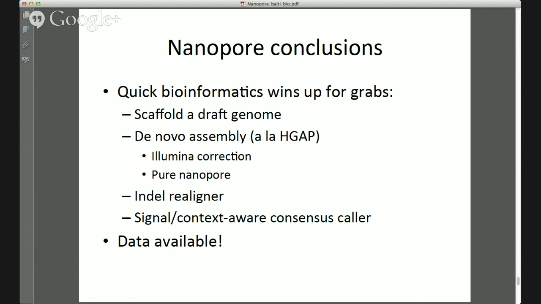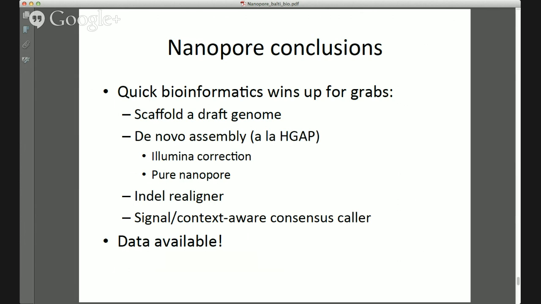Okay, so in conclusion, nearly the end, I think there are some quick bioinformatics wins up for grabs, and this was a slide I presented in Oxford, and I suggested that it would be quite straightforward to scaffold a draft genome with this data. I hope it would be possible to do a de novo assembly, either through an Illumina correction stage first, and then an overlapping assembly, or perhaps, a la HGAP, doing a pure nanopore de novo assembly might be possible. And in fact, I saw that Mike Schatz had tweeted when I woke up this morning that they'd done an overlap-based de novo assembly using Illumina correction, I think.